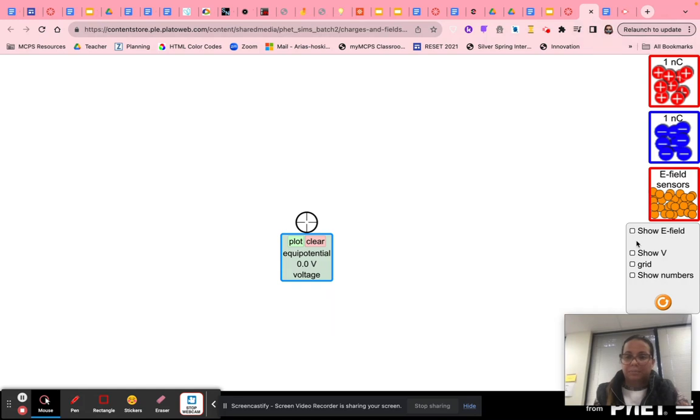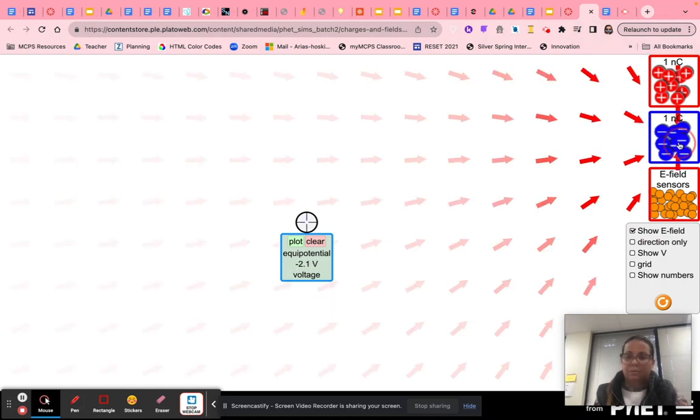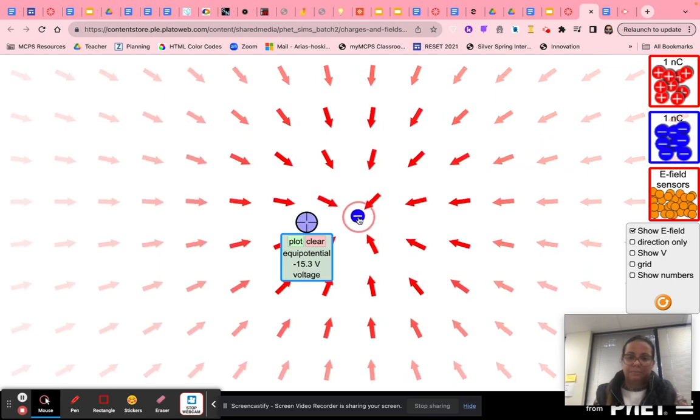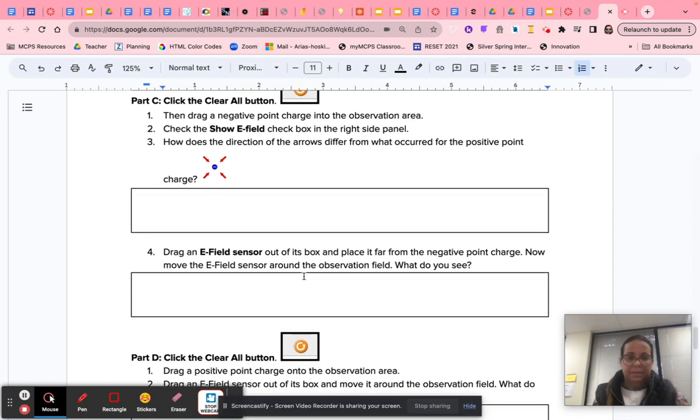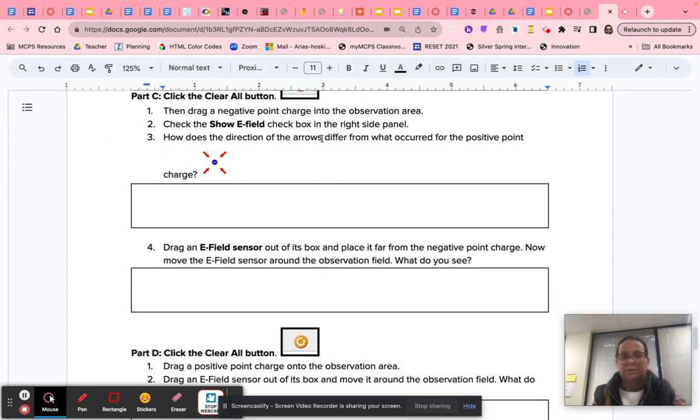So I'm going to go back to the simulation. I have the show E-field checked. I'm going to take one of the negative charges and put it somewhere here in the center. And then how does the direction of the arrows differ from what occurred for the positive point charge?